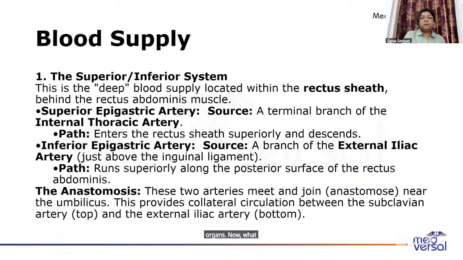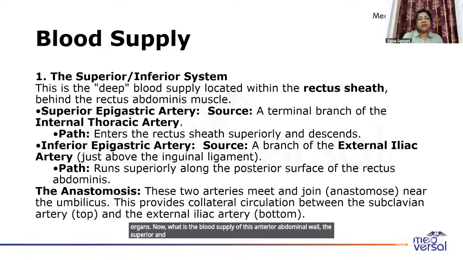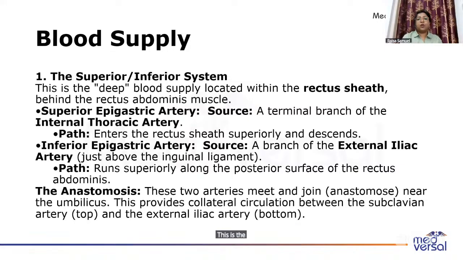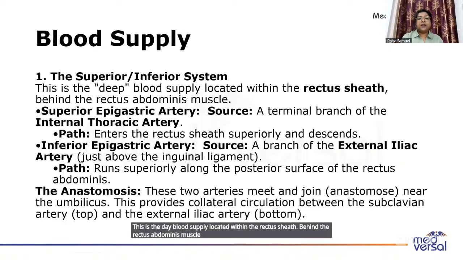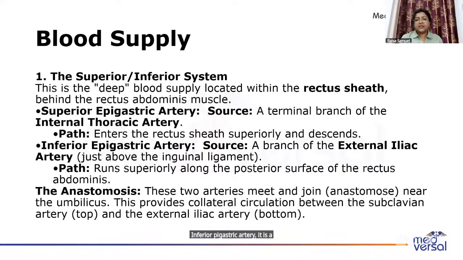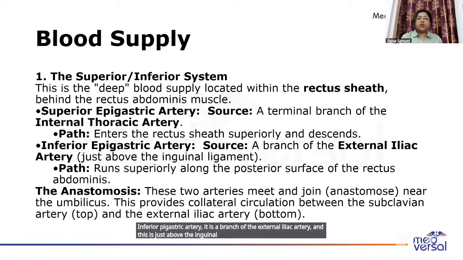Now, what is the blood supply of this anterior abdominal wall? The superior and inferior system. This is the deep blood supply located within the rectus sheath, behind the rectus abdominis muscle. The superior epigastric artery is a terminal branch of the internal thoracic artery. How does it enter? It enters the rectus sheath superiorly and it descends. The inferior epigastric artery is a branch of the external iliac artery, just above the inguinal ligament. It also runs superiorly along the posterior surface of the rectus abdominis.